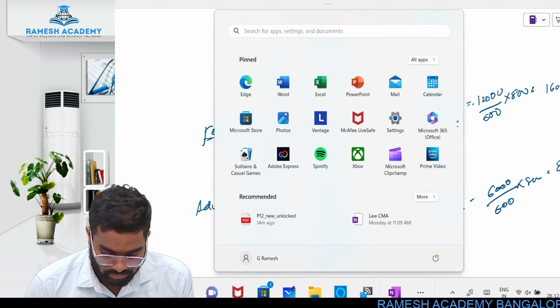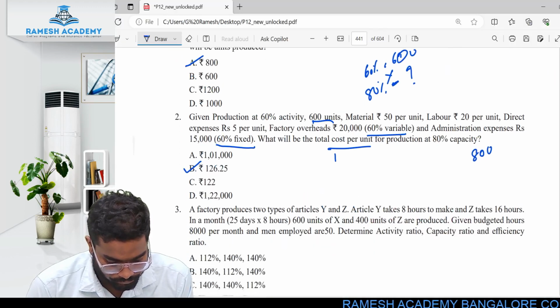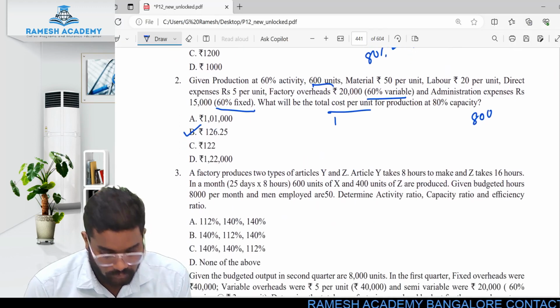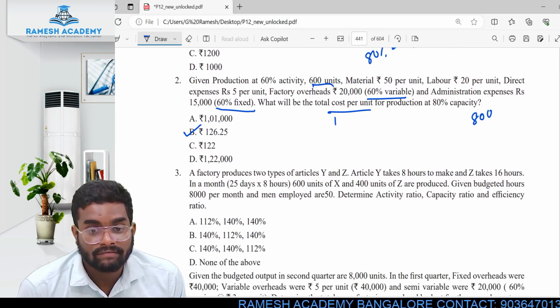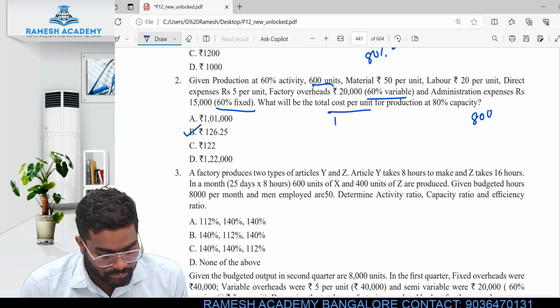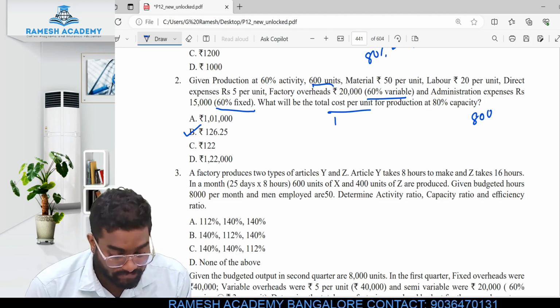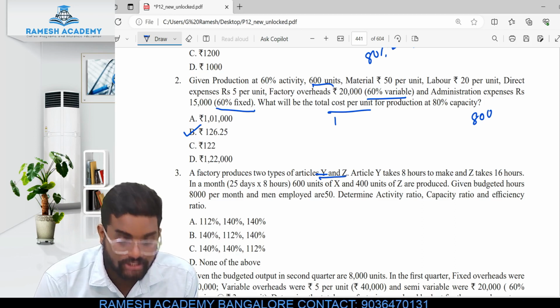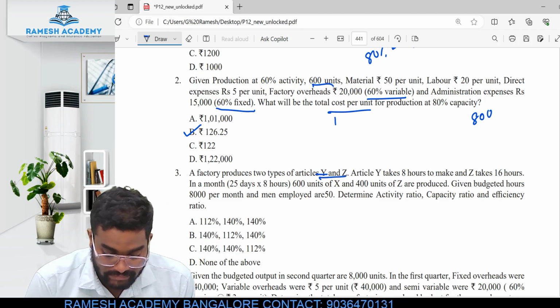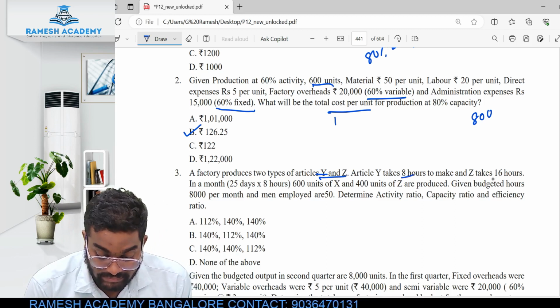Okay, next we'll go to the third question. The third question is based on a standard topic: the ratios, the activity ratio, the efficiency ratio, the capacity ratio. The factory produces two types of article, Y and Z. They are producing two articles. Y takes 8 hours, Z takes 16 hours.